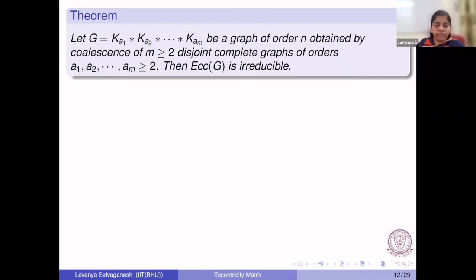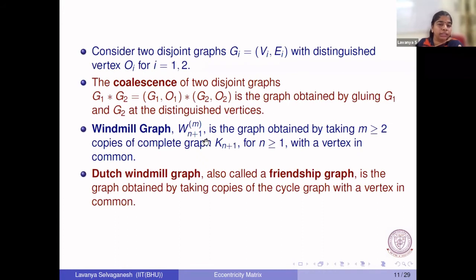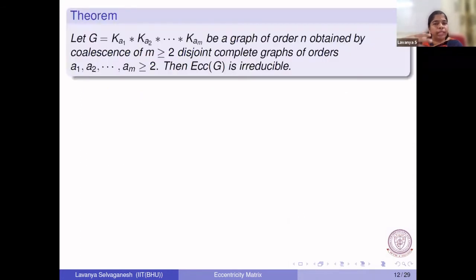First, we want to see whether the eccentricity matrix, ECC, of this windmill graph, in fact the generalized windmill graph, is irreducible. It is a coalescence of a number of complete graphs, not necessarily of the same order. So we went for a very generic case. We started with the coalescence of K_{a1}, K_{a2}, ..., K_{am}, where a1, a2, ..., am are any integers greater than or equal to 3. Let's start with a minimal K3. If we consider this, then the eccentricity matrix of this graph is an irreducible matrix.